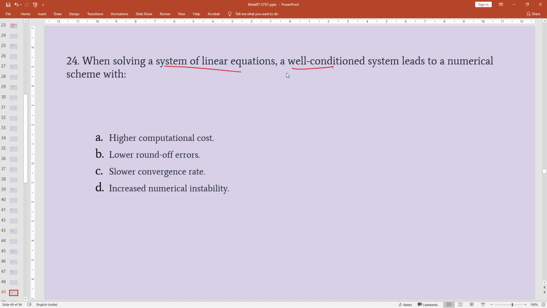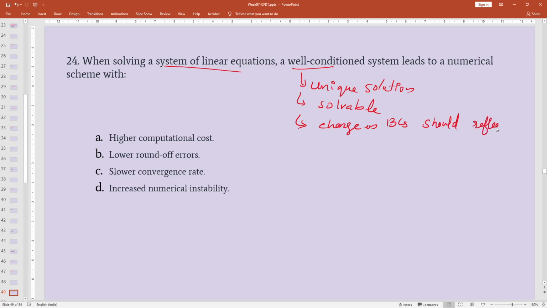So a well-conditioned system meaning it should have a unique solution. The system should be solvable, and again, change in boundary conditions should not change the solution drastically. So these are the three conditions for a well-conditioned system.